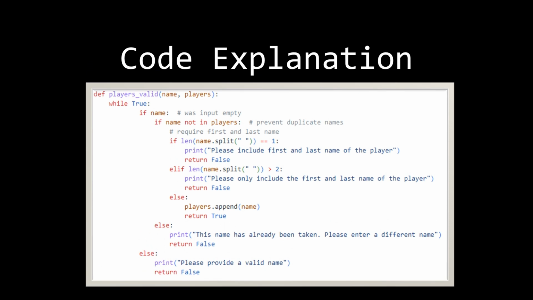The playersValid function takes as an input a string name and a list players. The function ensures that players' names inputted by the user include a first and last name only, don't already exist in the players list, and the input was not empty.